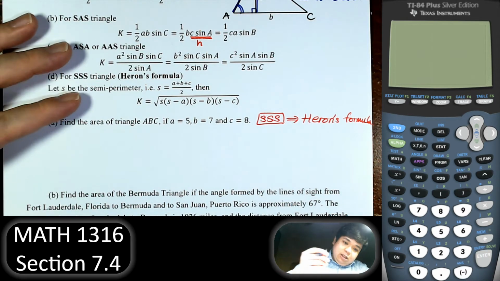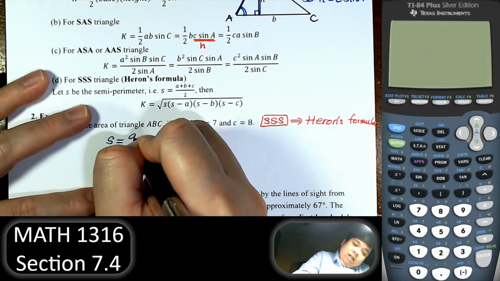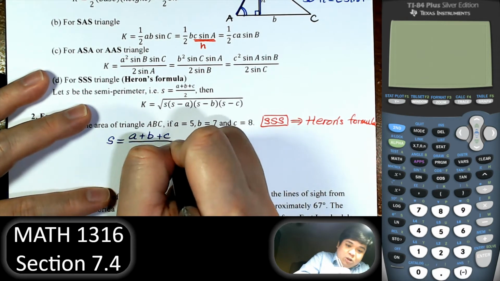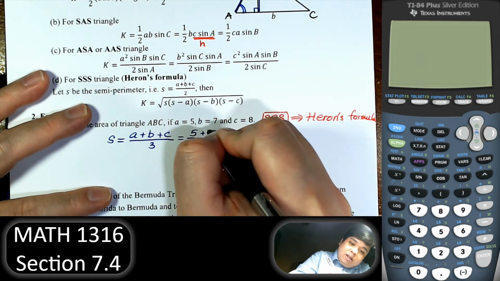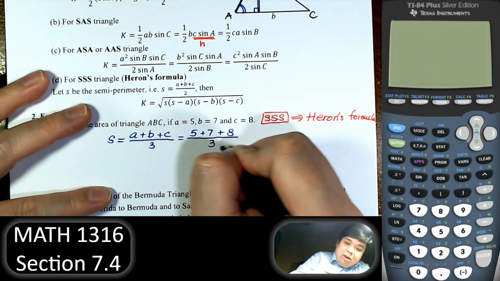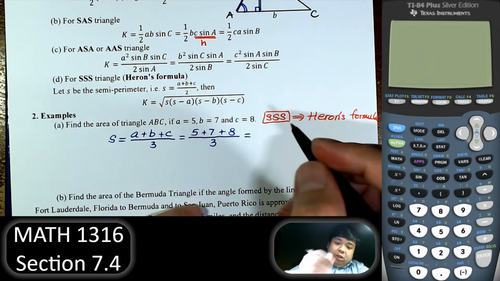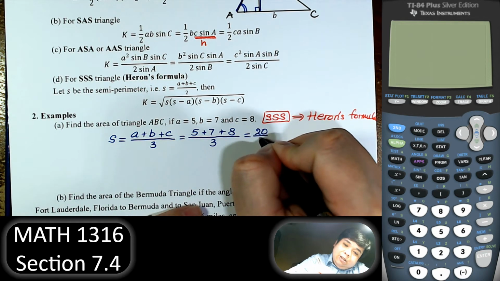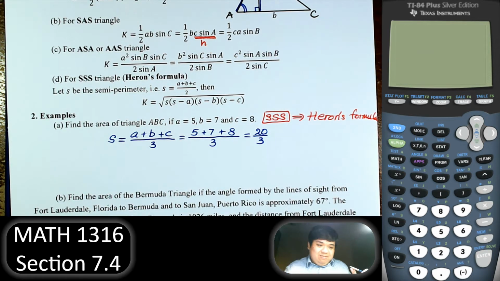So first, s is equal to half of the perimeter, little a plus little b plus little c, divided by 2. 5 plus 7 plus 8 divided by 2. So that is 20 over 2, which is 10. So that is the semiperimeter, half of the perimeter of a triangle. Simple enough, right?